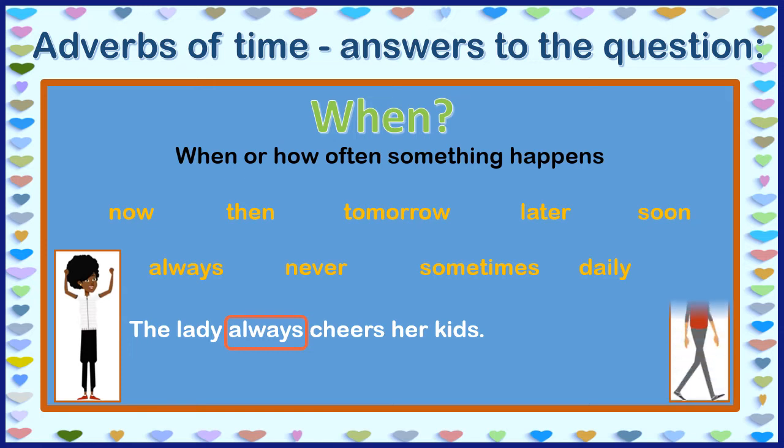Let's look at another example. The man is walking now. So what is the verb in that sentence? The doing word? Walking. Correct. Now, is there a word in the sentence that tells us when is he walking? Correct again. The man is walking now.